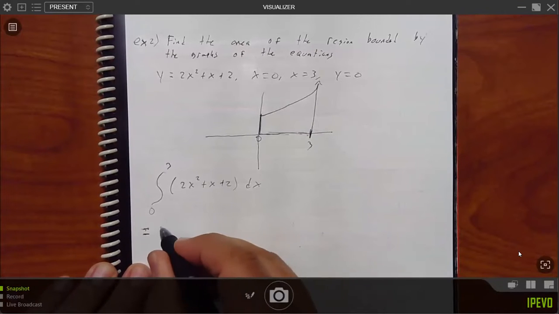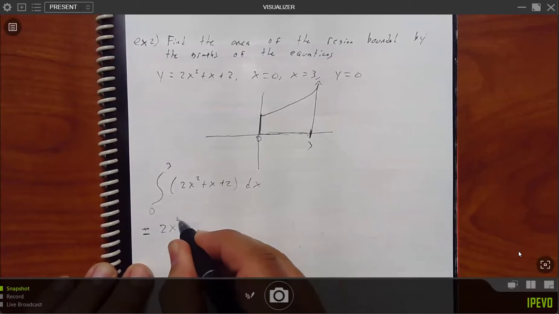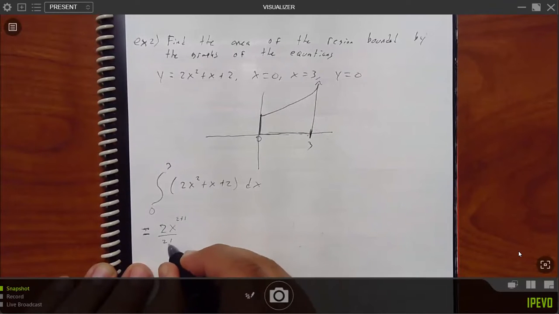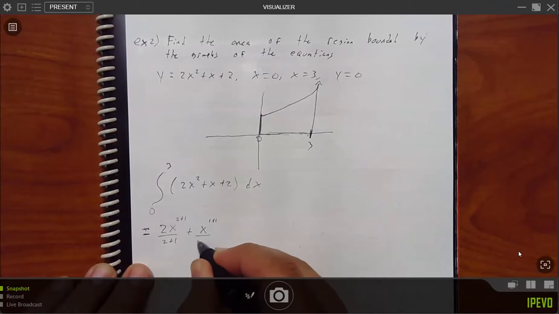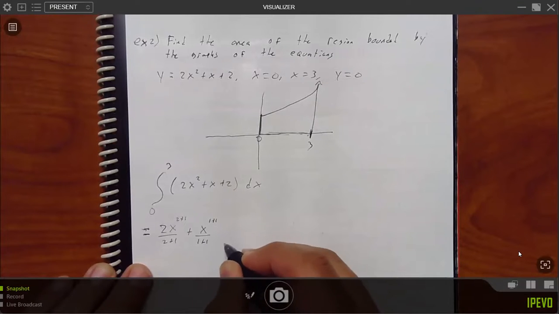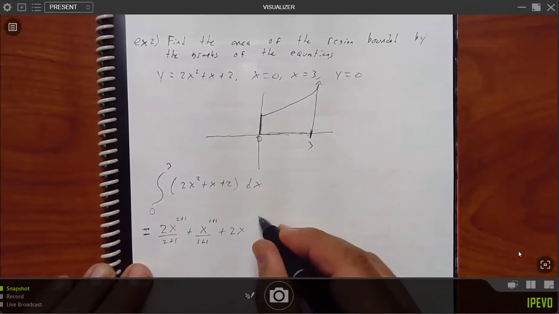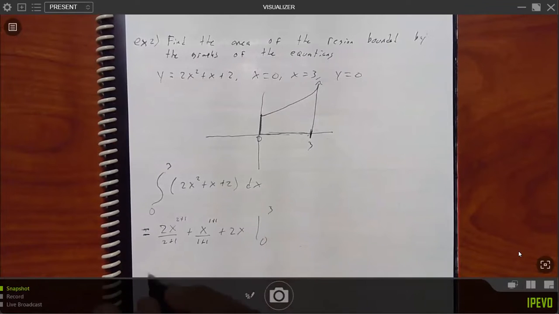All right, so we'll get 2x squared plus 1 over 2 plus 1, plus x, plus 1 over, sorry, 1 plus 1. 2 will be integrated as 2x from 0 to 3. So that'll give us 2x cubed over 3 plus x squared over 2 plus 2x.